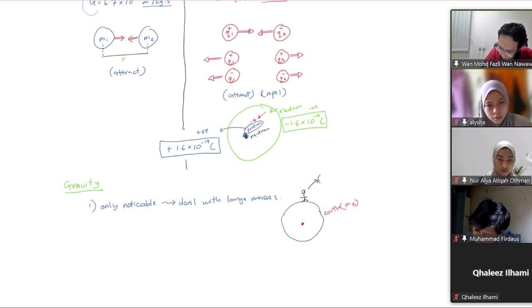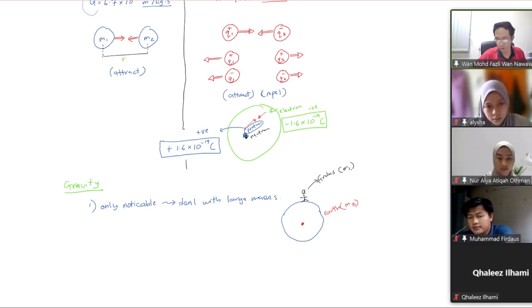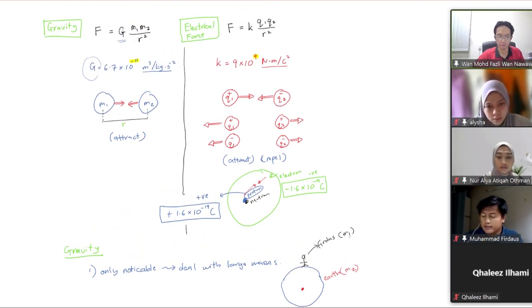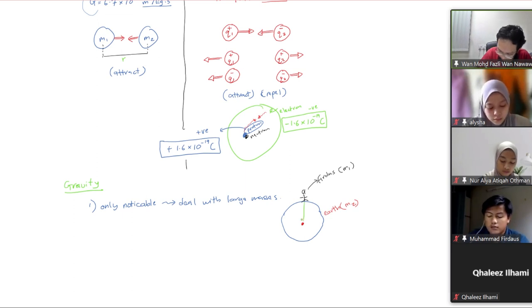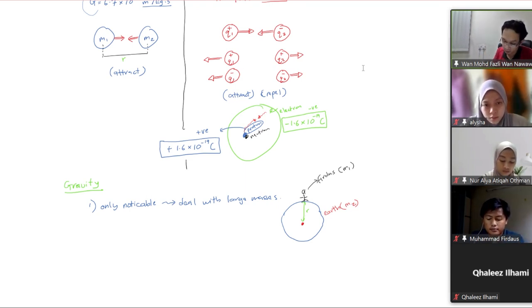Okay, so you have Earth, and then you have you. Let's say this is Firdaus, and we call it M1. If you look at the equation F = G M1 M2 over R squared, the distance between them is R. The distance between Firdaus and the core of the Earth is the R. Because the Earth's mass is so big, Firdaus can feel the gravitational force. Gravity only attracts, so Firdaus will be attracted to the core of the Earth, and that's why you are stuck.